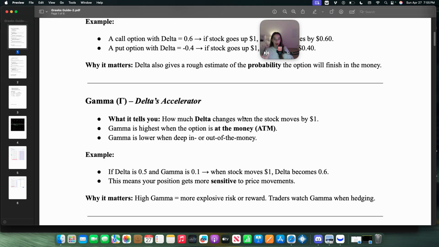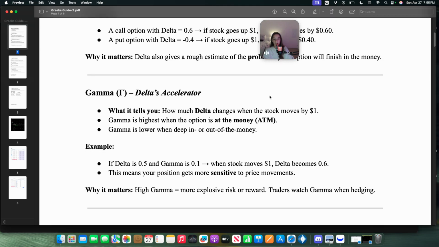So gamma goes hand in hand with delta. Again, what it tells you: how much delta changes when the stock moves by $1. Gamma is highest when the option is at the money. Gamma is lower when it's a deep in or out of the money contract. For example, let's say Tesla's trading at 260. You buy an option contract with a strike price at 260. Call, your contract is at the money, and gamma will be highest when your contract is at the money. Gamma will be lower when deep in or out of the money.